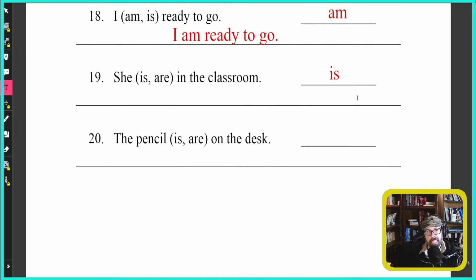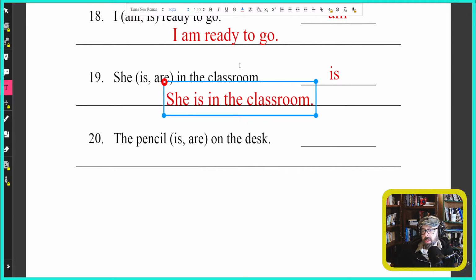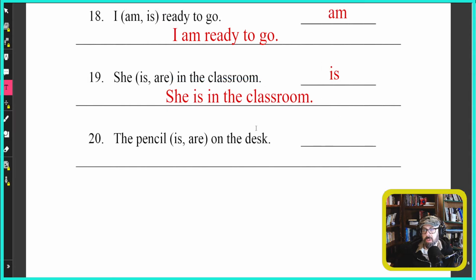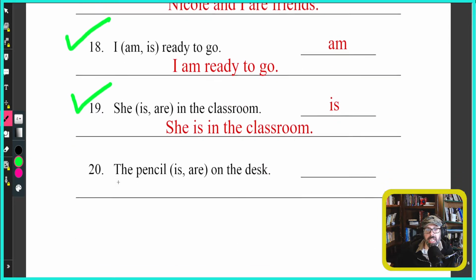Okay, she is in the classroom. Okay, writing the full statement. She is in the classroom. Period. She is in the classroom. Okay. 18, 19, complete. Okay, last one. One more. Number 20.